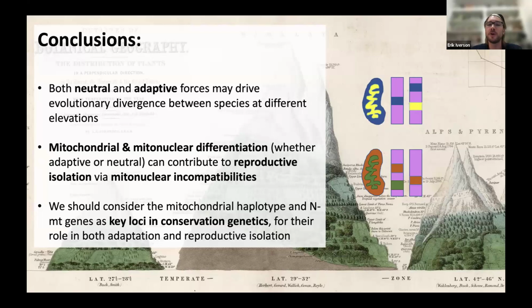Both mitochondrial and mitonuclear differentiation can contribute to reproductive isolation via mitonuclear incompatibilities, and these loci are key loci that we should be looking at in conservation genetics for their role in adaptation and reproductive isolation.